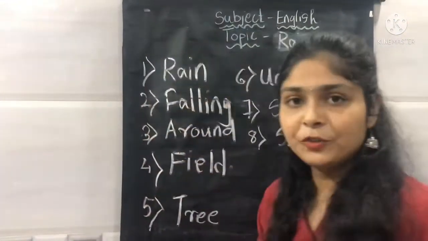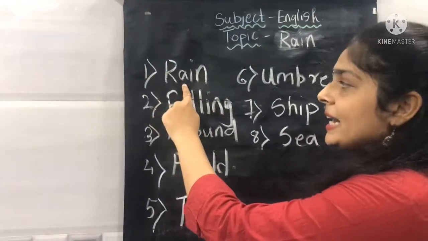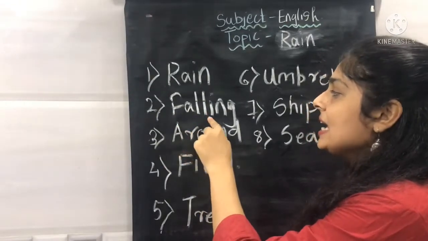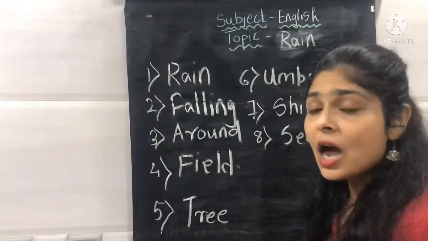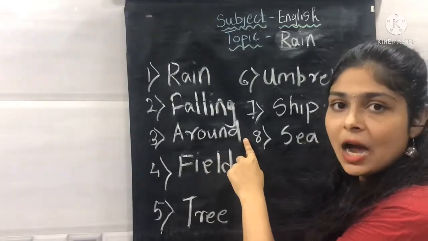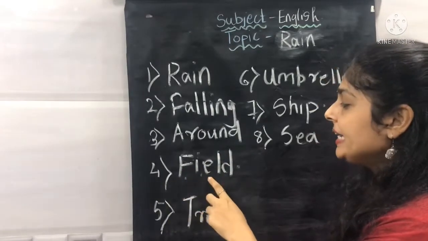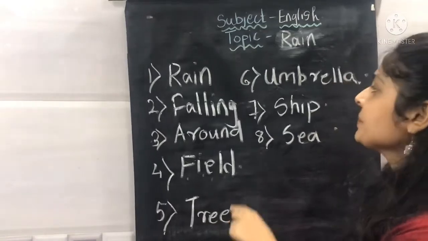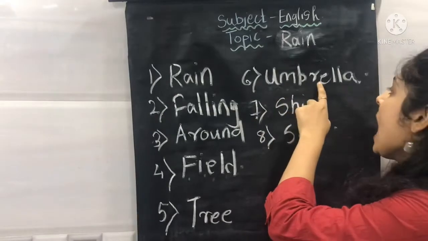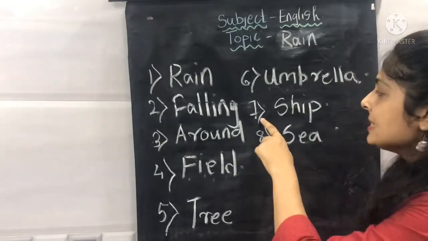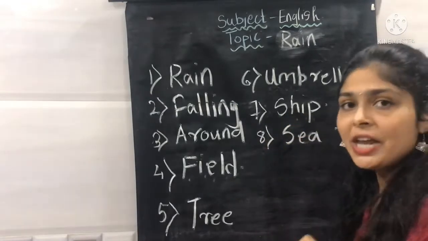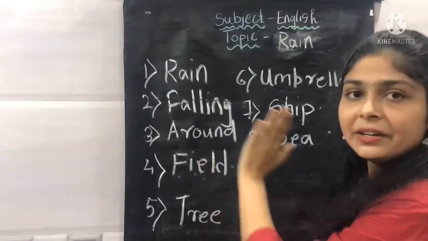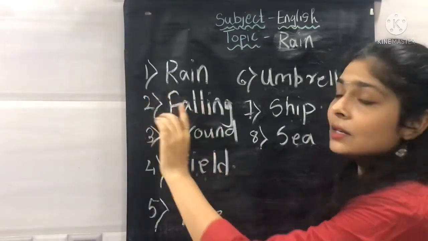Okay students, you have to repeat these words with me. Rain, R-A-I-N, rain. Second, falling, F-A-L-L-I-N-G, falling. Third, around, A-R-O-U-N-D, around. Fourth, field, F-I-E-L-D, field. Fifth, tree, T-R-E-E, tree. Sixth, umbrella, U-M-B-R-E-L-L-A, umbrella. Seventh, ship, S-H-I-P, ship. Eighth, sea, S-E-A, sea.